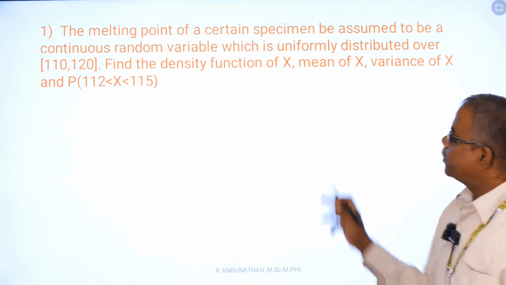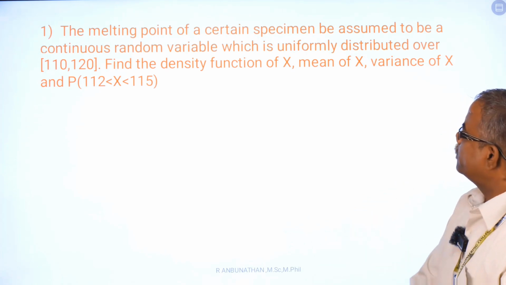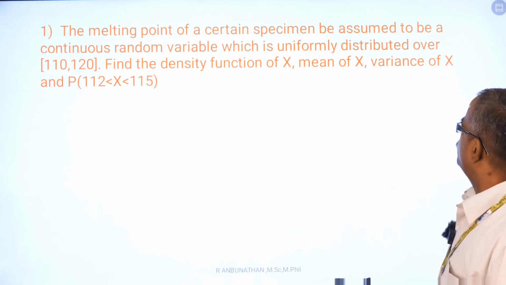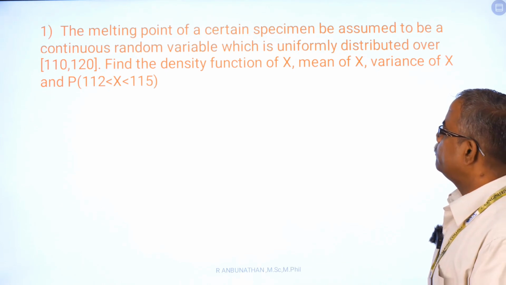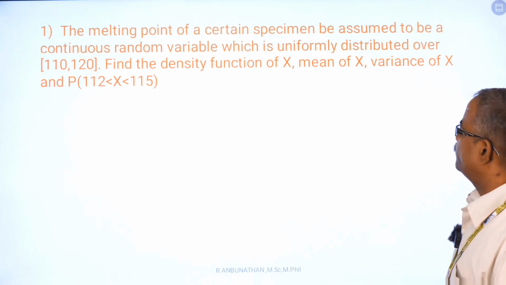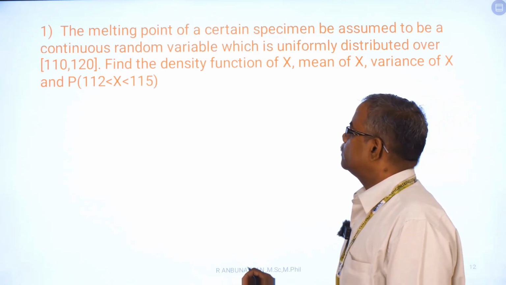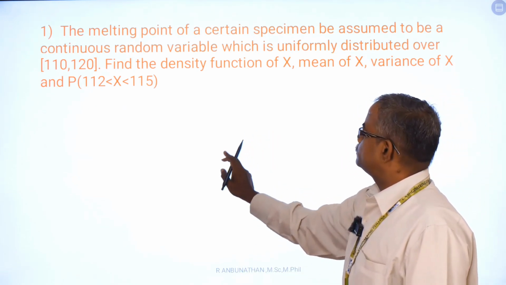Next, we are going to deal with a problem. The melting point of a certain specimen is assumed to be a continuous random variable, which is uniformly distributed over 110 to 120. Find the density function of x, the mean of x, the variance of x, and the probability of 112 less than or equal to x less than or equal to 115.